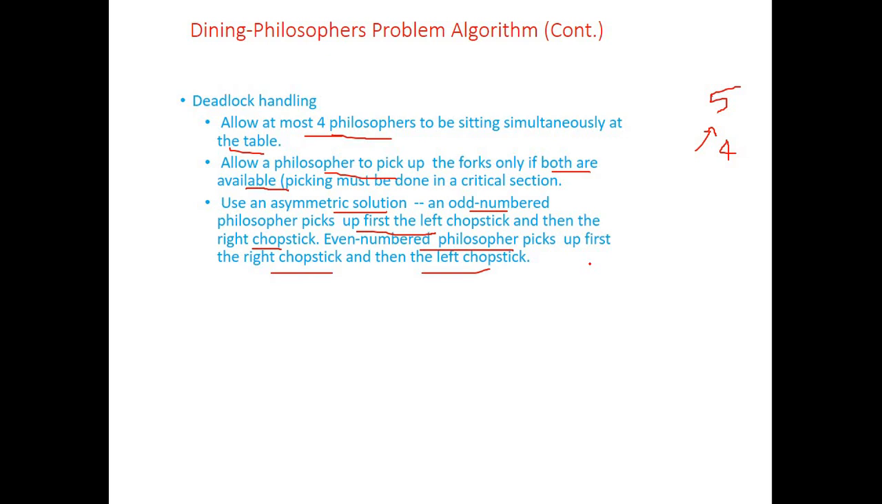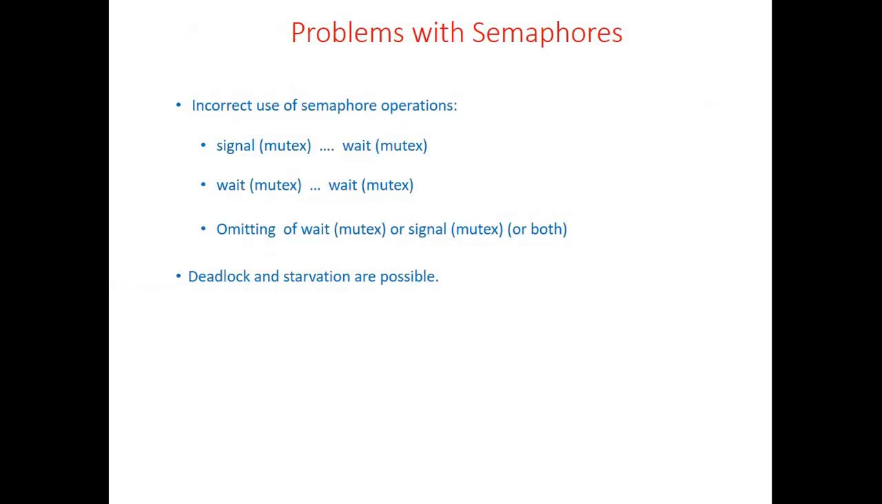So in that way, we can handle the deadlock situation in the dining philosophers problem by using these methods of taking the chopsticks. What are the problems with the semaphores? The incorrect use of the wait and signal functions makes the system enter into a deadlock state. That is, calling the signal function before the wait function makes more than one process enter into the critical section. That is not permitted. So this is the disadvantage of using the signal function before the wait function call.